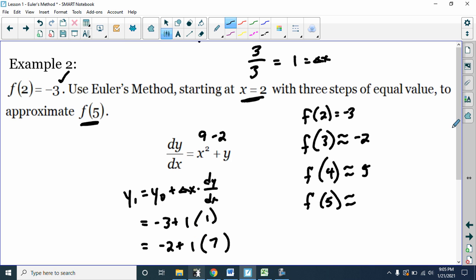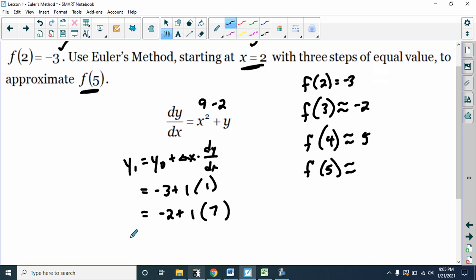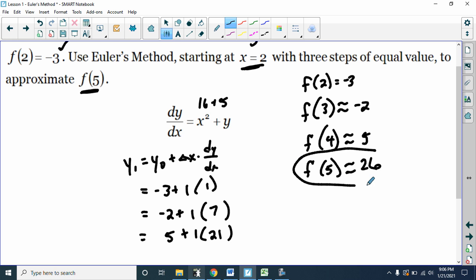And to get my new y value, which is what I'm looking for, f of 5, I take the previous y plus my step times the derivative at the previous point. The derivative at the previous point is 16 plus 5, 21. So f of 5 should be about 26. That's what we're looking for. So hopefully this is making a little bit more sense.